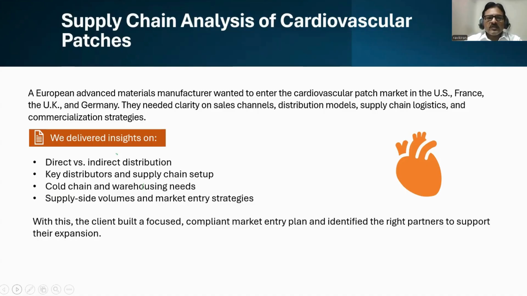What are the strategies used by these companies to effectively supply these patches across different geographies? This is one of the studies that we conducted, and which helped a client who was developing an innovative patch, and how they have to strategize on the supply chain model, and which type of supply chain model, which type of distributor they need to connect to directly supply their patches to hospitals.